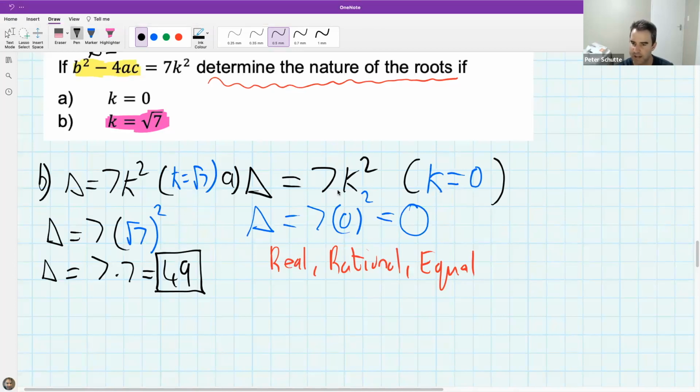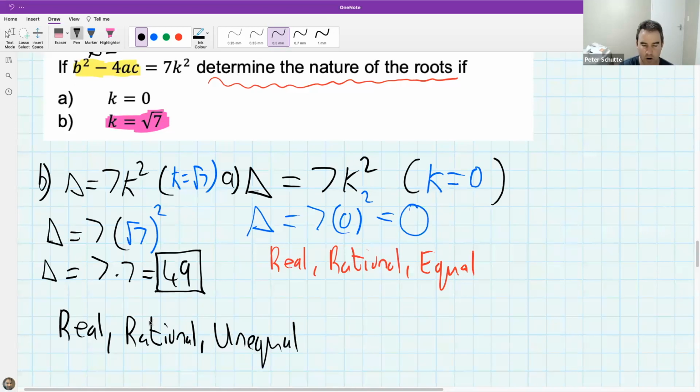Toboho, Siyabonga. So it's going to be real. It's going to be rational. And it's going to be unequal. The reason it's real is delta is greater than 0. The reason it's rational is delta is a perfect square. And the reason it's unequal is delta is greater than 0.